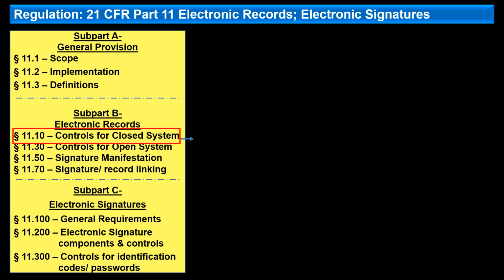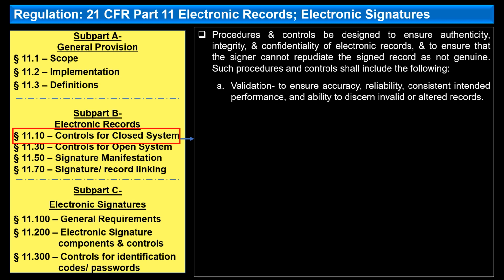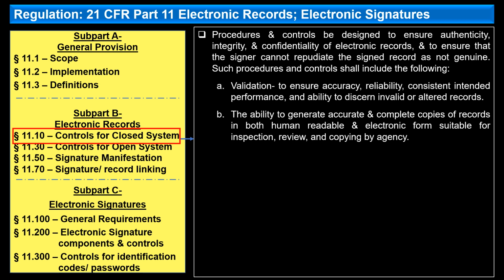Moving to Subpart B, that is the electronic records, we look into 11.10, that is controls for closed systems. We have seen that a closed system is a system where access is controlled by the people who are responsible for the record. So procedures and controls should be designed to ensure authenticity, integrity and confidentiality of the records, and to ensure that the signer cannot negate the signed document as not genuine. Such procedures and controls can include validation to ensure accuracy, reliability, consistent intended performance and ability to discern invalid or altered records. The ability to generate accurate and complete copies of records in both human readable and electronic format.